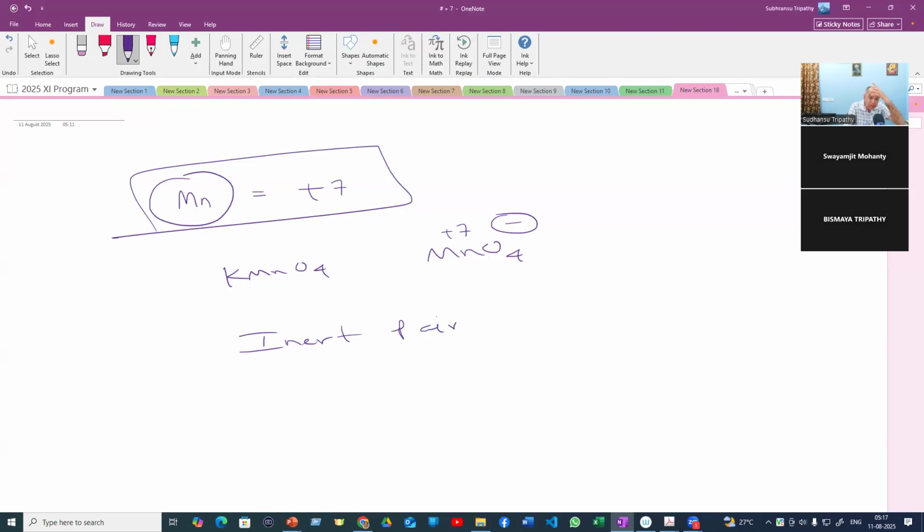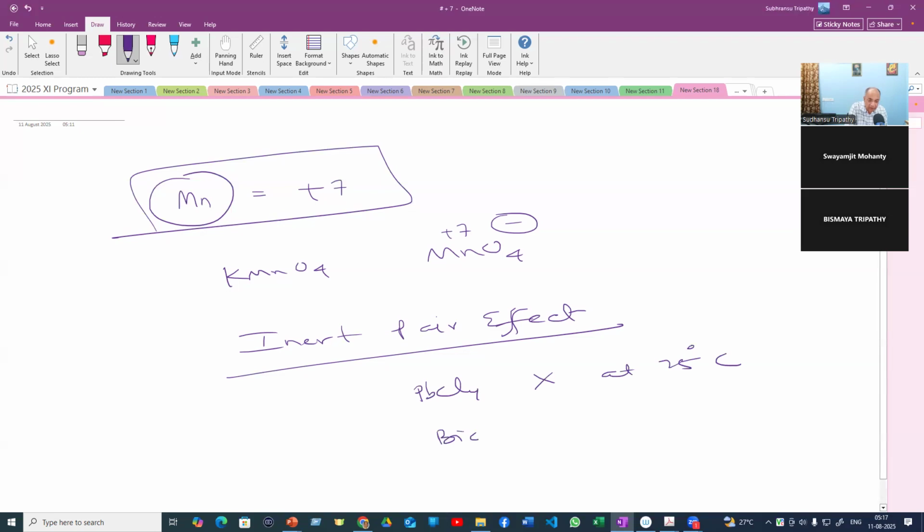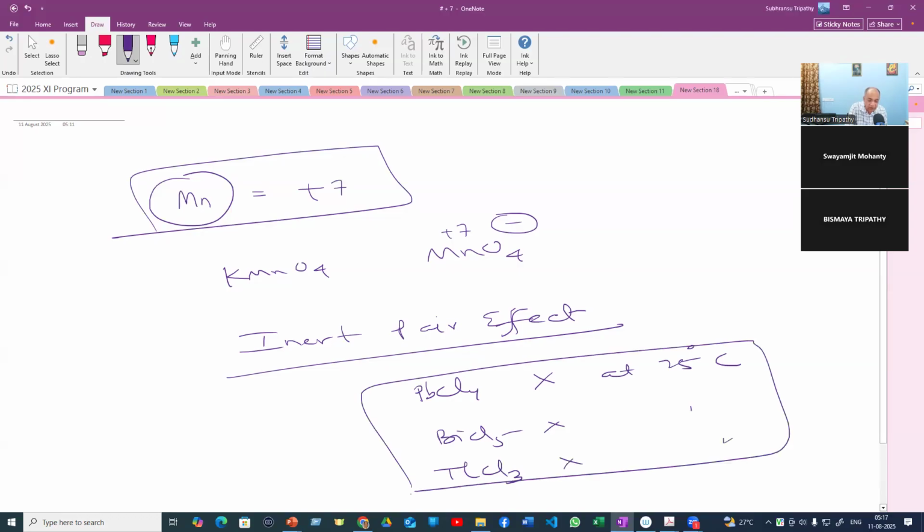If there is a one mark question to answer why PbCl4 doesn't exist at room temperature, why BiCl5 doesn't exist at room temperature, why thallium trichloride doesn't exist at room temperature, all these are due to the inert pair effect. If I ask you what is inert pair effect, then you will say as you go down the group, the ns electron pair becomes more and more inert, and so reluctant to participate in bonding.